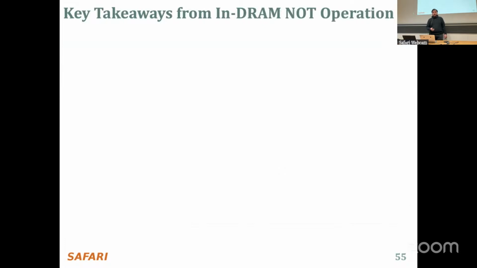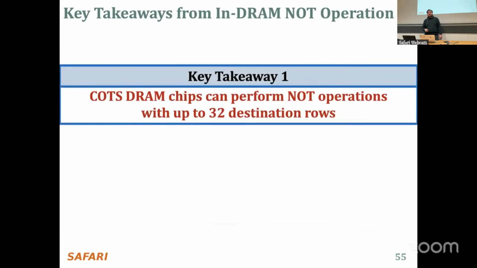Now we have 3 or 2, I don't really remember, key takeaways from this experiment. First one is off-the-shelf DRAM chips can perform NOT operations with up to 32 destination rows. You have a question? Yes.